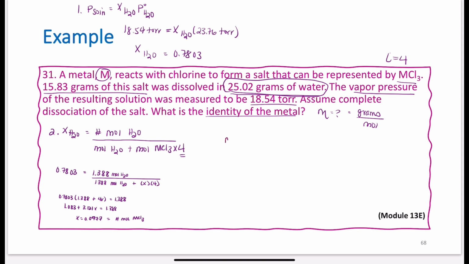So again, for my molar mass, I'm told that the salt itself is 15.83 grams. I just found the moles of the salt to be 0.0977 moles, and that gives me 162 grams per mole. But I'm not quite done. I can't just look at the table and say the metal with 162 grams per mole, because this is the molar mass of the entire salt.